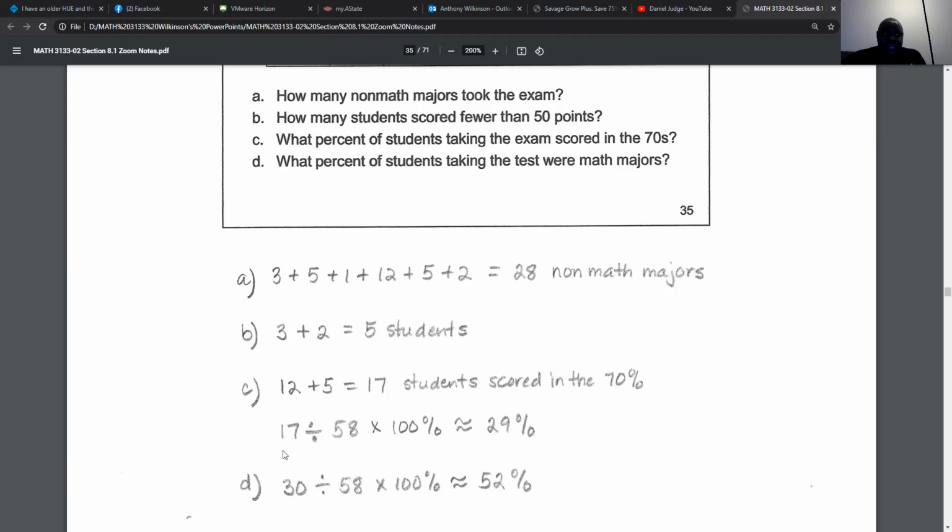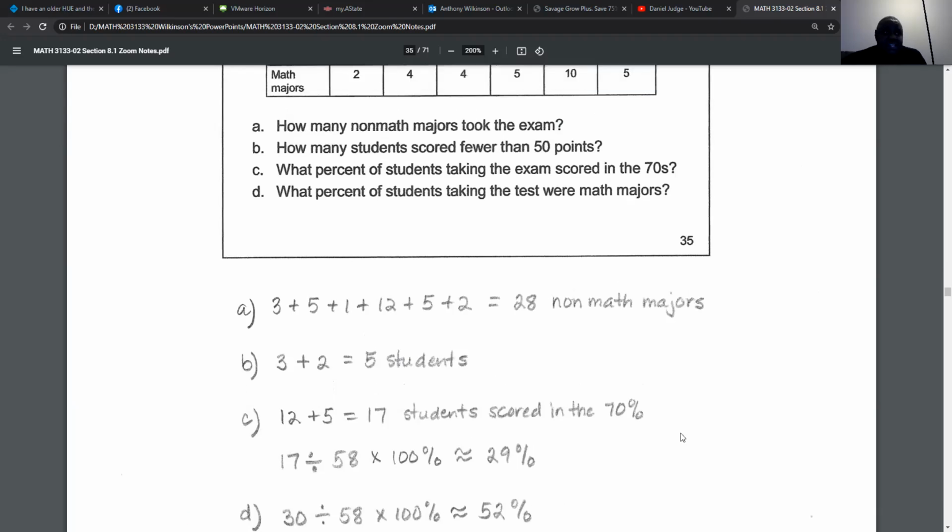I think if you did this on the calculator, you'll get a decimal for that, but you have to round to the nearest whole number, 29%, or whatever place value they asked for in WebAssign. And then part D, what percent of students taking the test were math majors? There were 30 math majors out of a total of 58 students in that class. So 30 divided by 58, multiply that by 100, you'll get approximately 52%.